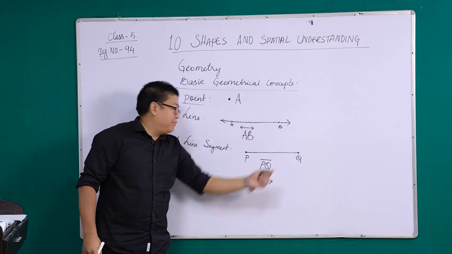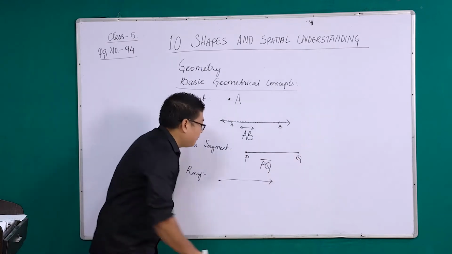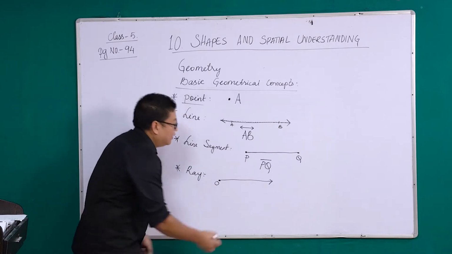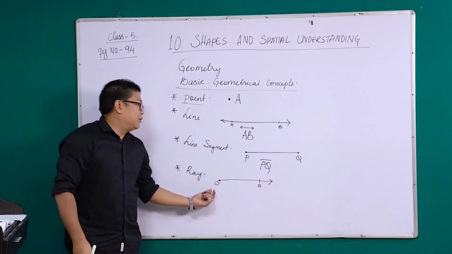one part of the line. That means this side it is fixed, this side it is endless. Okay, so we can mark this as O, for example, the starting origin, and here we can mark it as A, for example. Now this is a ray.